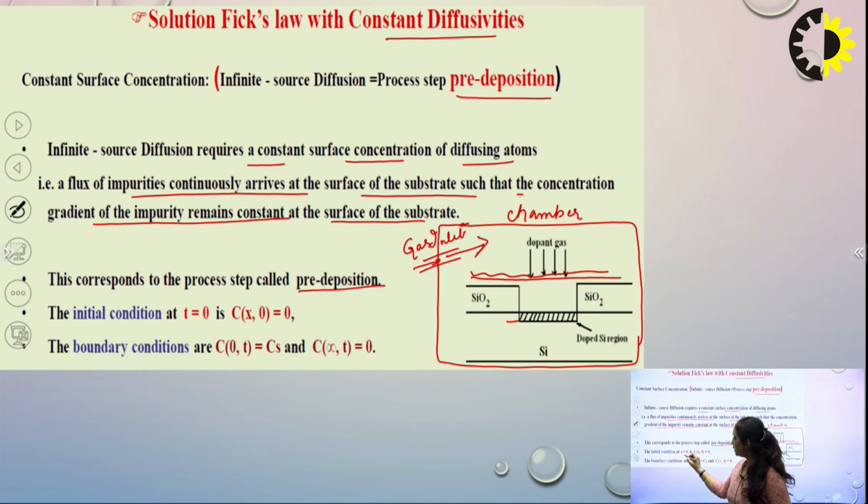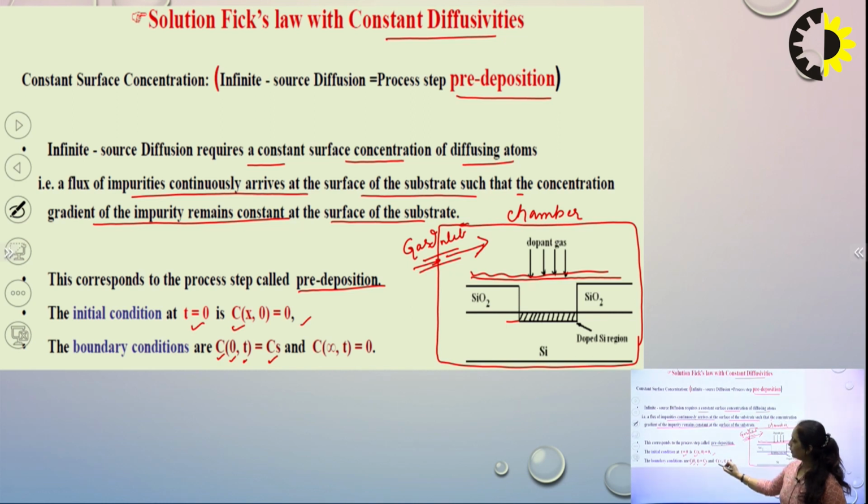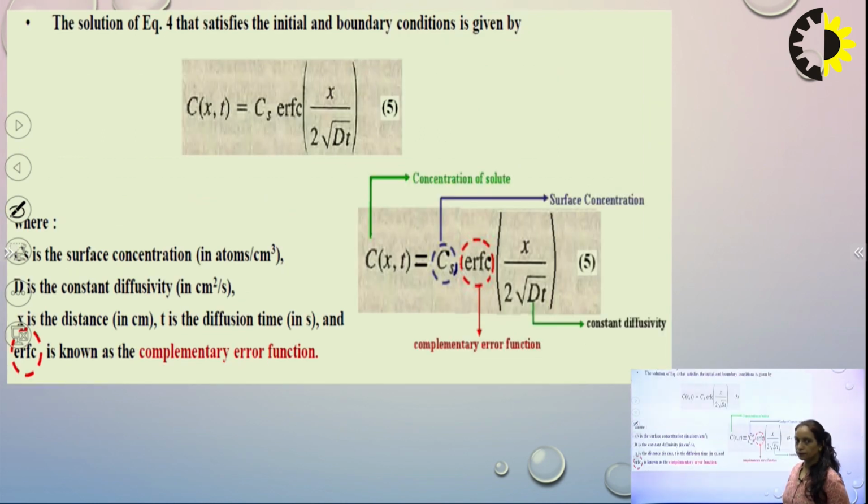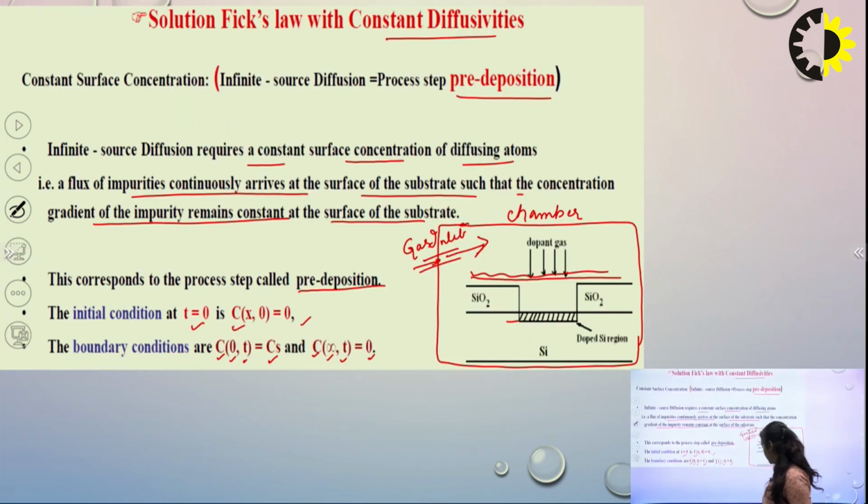With the initial condition, at time t equal to 0, the concentration is given by C(x,0) equal to 0, and the boundary conditions are the concentration at x equal to 0 with some time t is Cs, and C at infinite distance at a certain time is 0, it will decrease. So, this solution is given by this equation. Let us check how this equation is calculated.